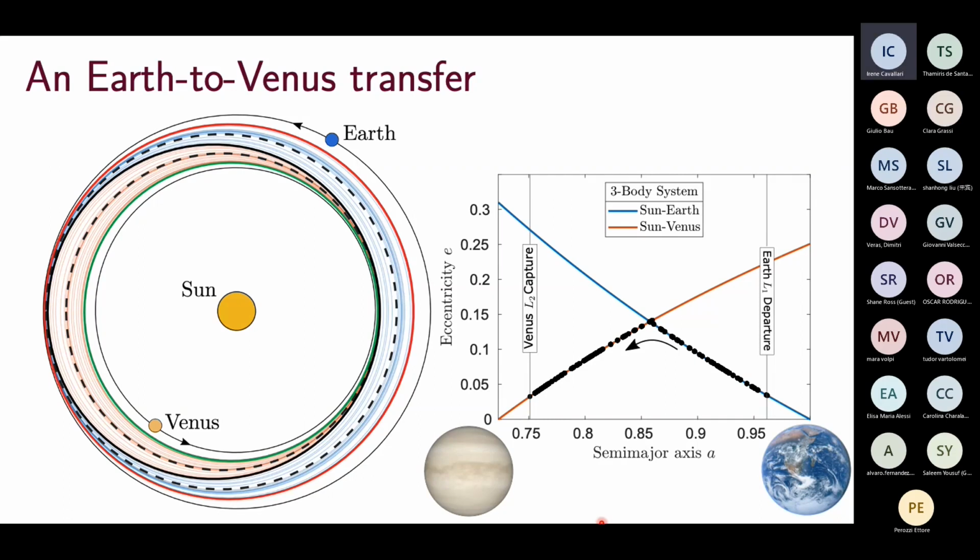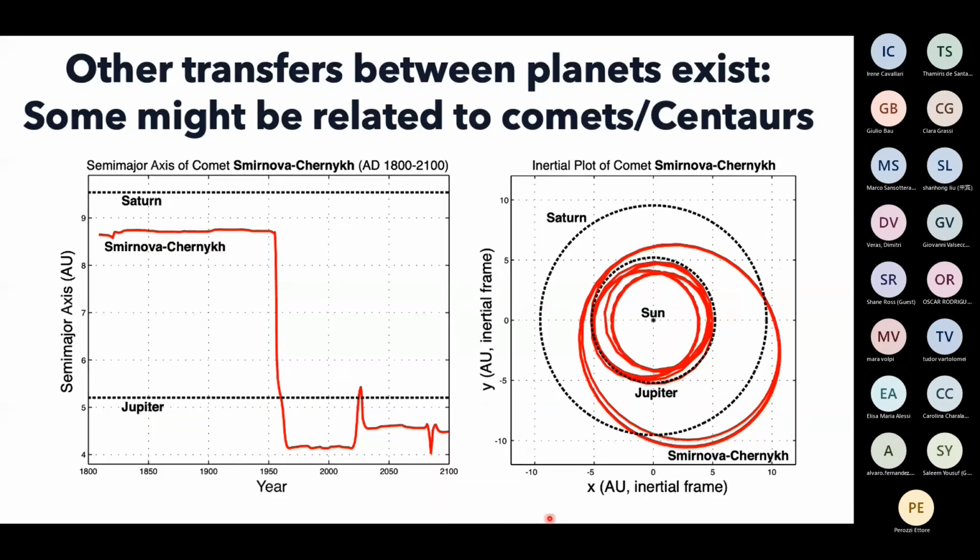We've also found an Earth to Mars connection. We have yet to find Mars to Jupiter, but I chose this connection to show that from the Earth orbit, we can go to Venus, and from the Earth orbit, we can go to the moon. And I think we'll be able to go from an Earth orbit to Jupiter. Of course, other transfers between the planets could exist, and some might be related to comets or this class of very few objects called centaurs that are moving between the outer planets.